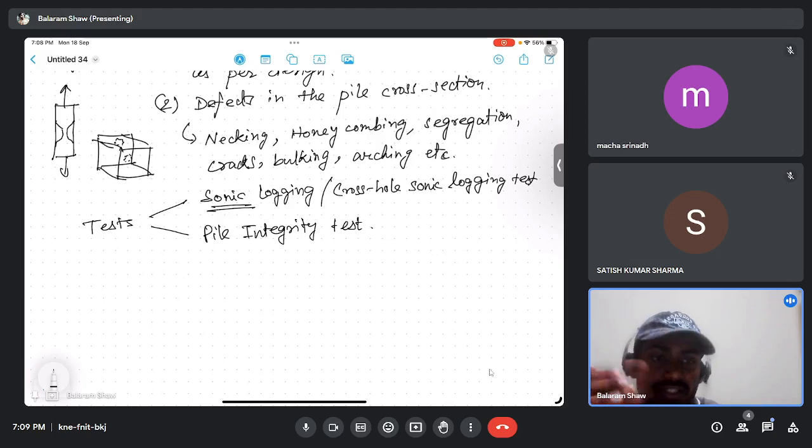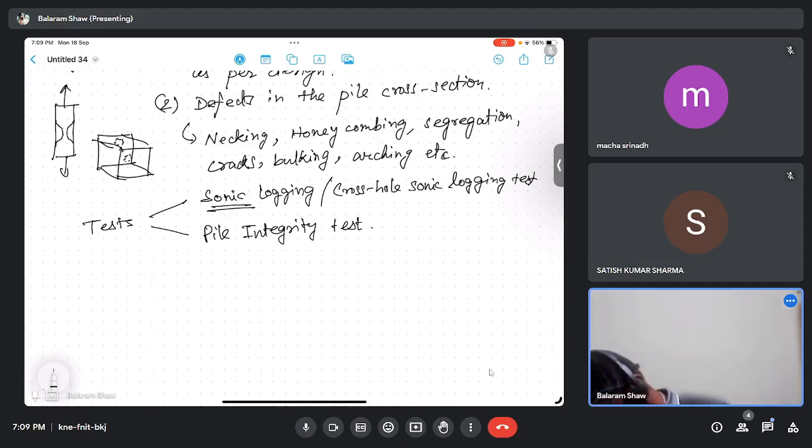Plus this sonic logging test is non-destructive, and if we have the equipment, it is a kind of cheaper test that is possible in almost every pile at the site. We can do this. So this test consists of detecting the anomalies, which are the possible defects, in terms of acoustic irregularities along the pile length.